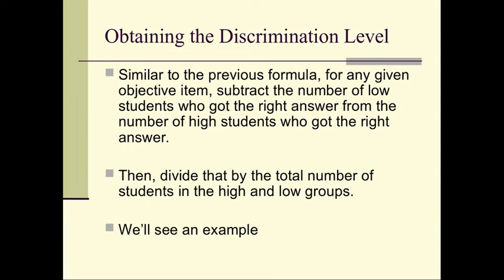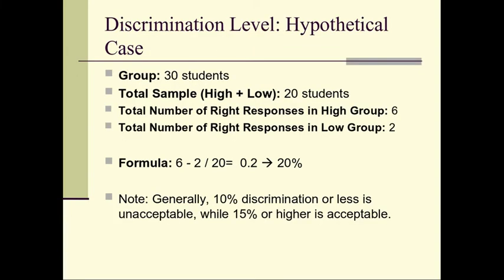We'll see an example. So once more, we have a group of 30 students, so we divide that into 3 and get rid of the medium group and stay with 20 students, 10 for the high and 10 for the low group. Let's pretend that 6 students in the high group got the right answer and only 2 from the low group. So we subtract 2 from 6, divide that by 20, that equals 0.2, which becomes 20%. So we have a note. Generally, 10% discrimination or less is unacceptable, while 15 or higher is acceptable.